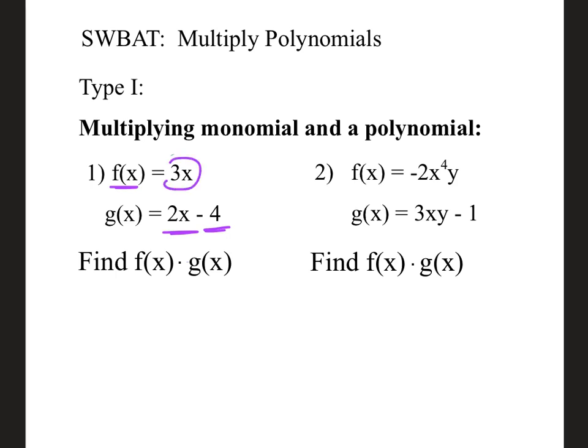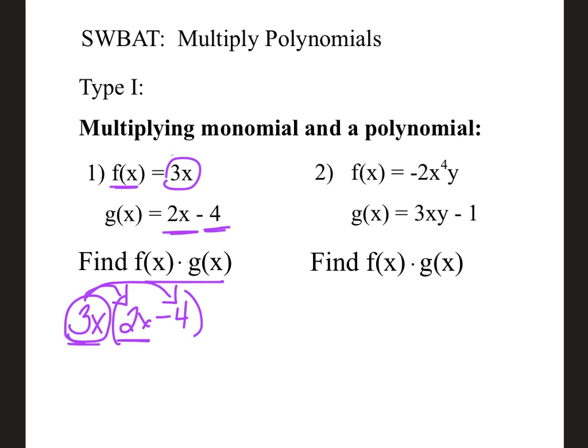Okay, so here we go. I'm going to take 3x and write it like a multiplication problem times 2x minus 4. Again, this is just function notation used to ask the question in a different way. So we're going to take the 3x, which is a monomial, and multiply it times this one and that one. That's it. So it's what we did last time.